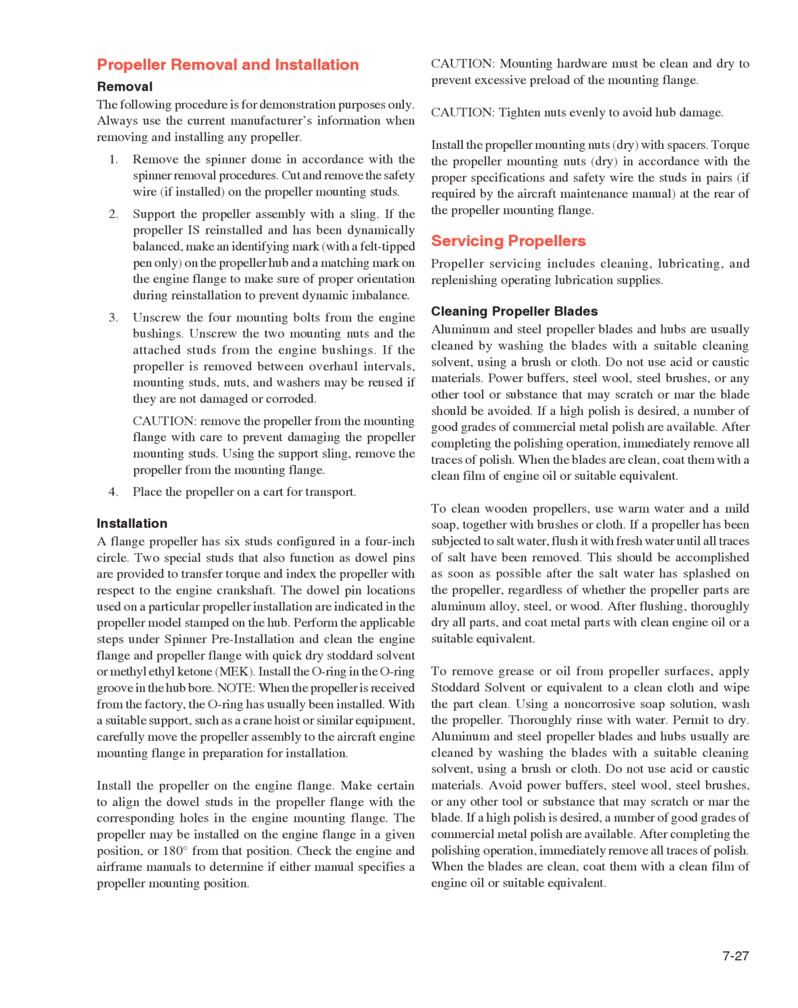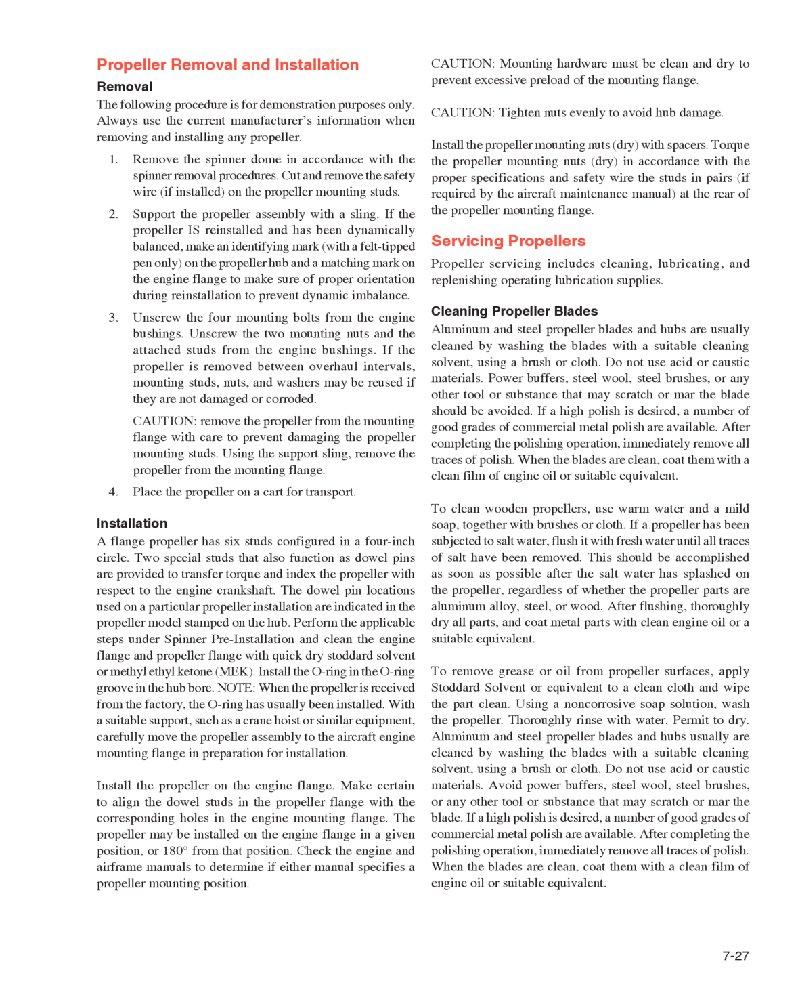Installation. A flange propeller has 6 studs configured in a 4-inch circle. Two special studs that also function as dowel pins are provided to transfer torque and index the propeller with respect to the engine crankshaft. The dowel pin locations used on a particular propeller installation are indicated in the propeller model stamped on the hub. Perform the applicable steps under spinner pre-installation and clean the engine flange and propeller flange with quick dry Stoddard solvent or methyl ethyl ketone, MEK.